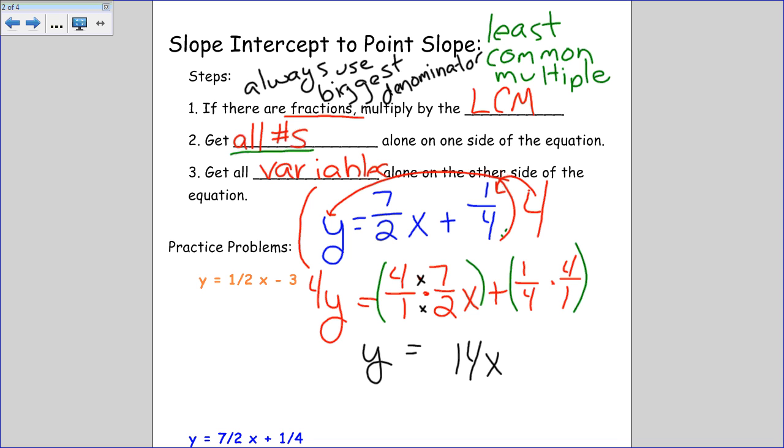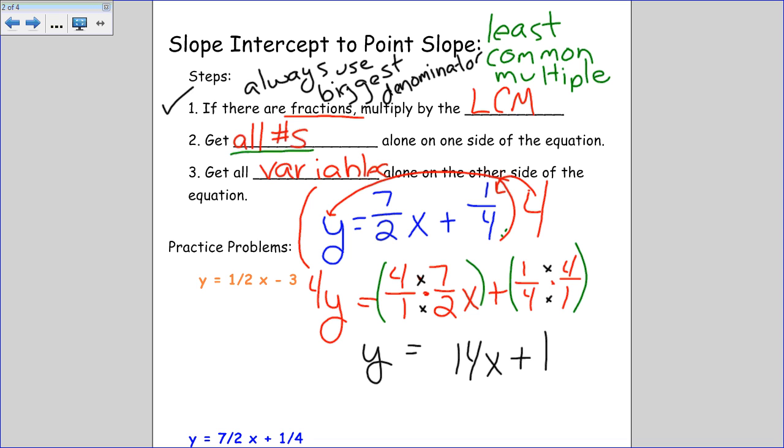And over here we have 1/4 times 4 over 1. Okay? What is 1 times 4? It's 4 over 4 times 1 is 4. 4 over 4 is same as saying 1. Okay? So we could just say plus 1. So now I have y equals 14x plus 1, and we've finished step 1. We've gotten rid of our fractions.